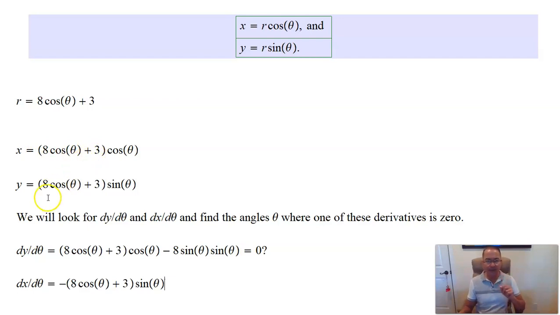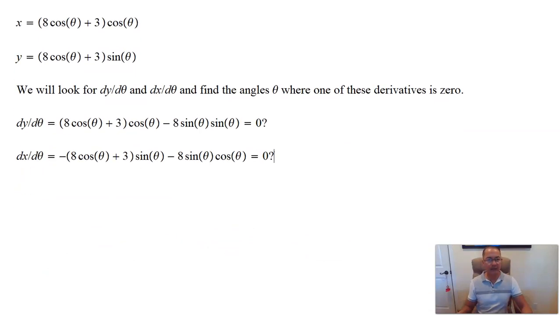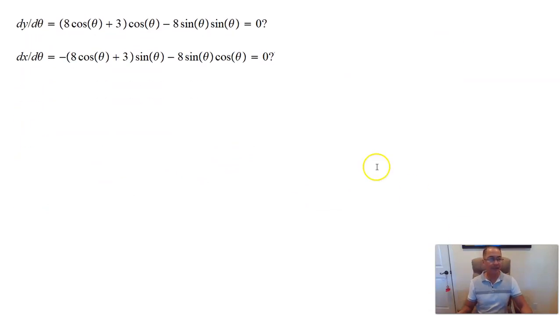Wait a minute, does that sound familiar? We did that over here. So we already know that is minus 8 sine theta. So I can copy that here. And we will multiply by cosine theta. Okay, so there we go. And we will ask, when is this going to be zero? All right, so we have to solve for these two equations, and we're going to check that they don't happen at the same time. We don't have a common solution to both equations.